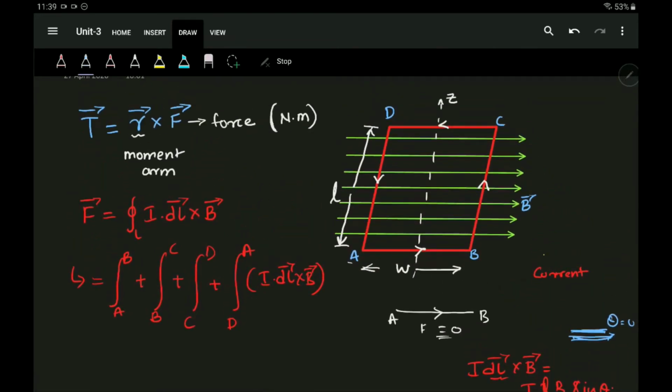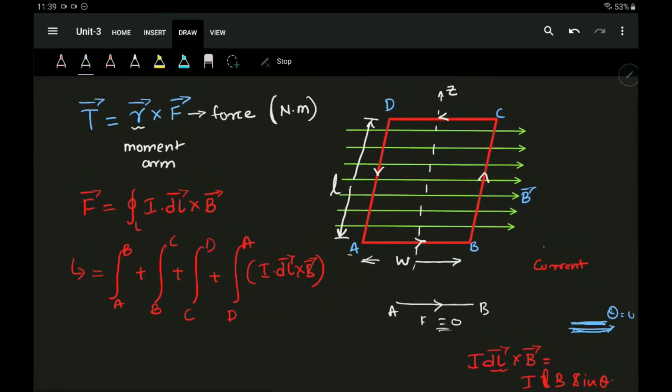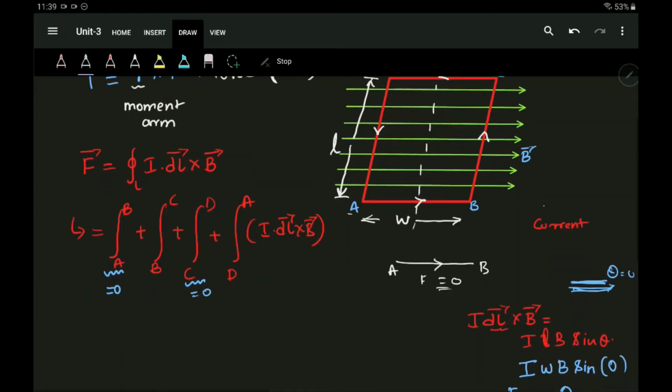Similarly, the path CD is also parallel to my magnetic field lines B. Hence the force experienced by the path CD is also 0. Hence in this expression, these two integrals will be equal to 0. Hope this is understandable.